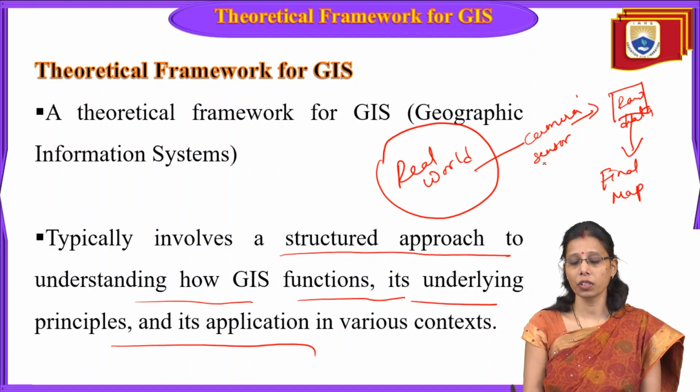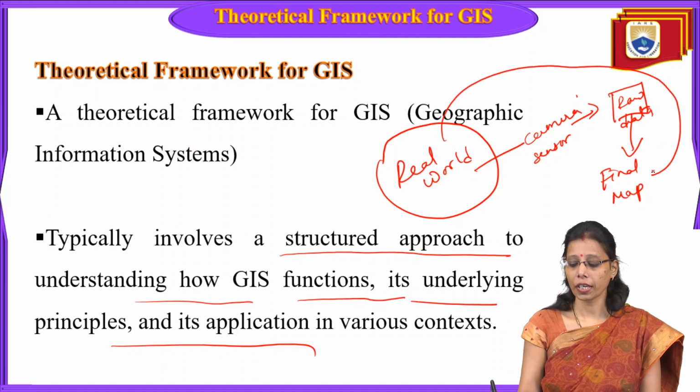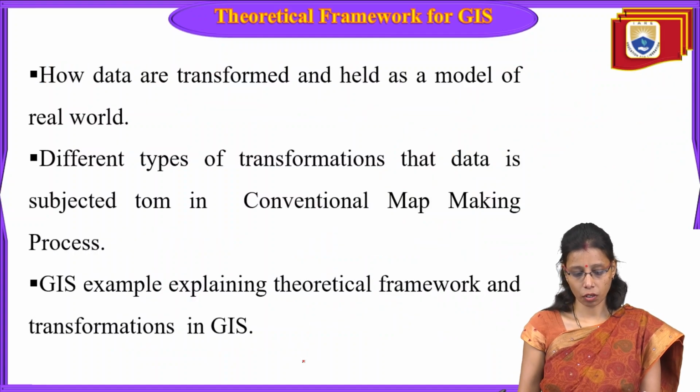The theoretical framework means how it transforms to get the final map. So it has to go through different functions or approaches to get the final map. Like the real world is captured through the camera, through satellite images, through sensors. Later on the data is converted to raw data. The raw data is converted to the final map. That final map is utilized for the GIS process. So these are the processes of how it goes on.